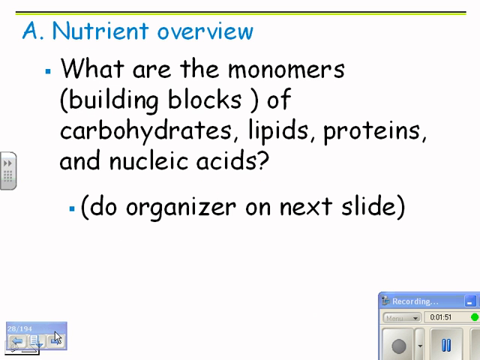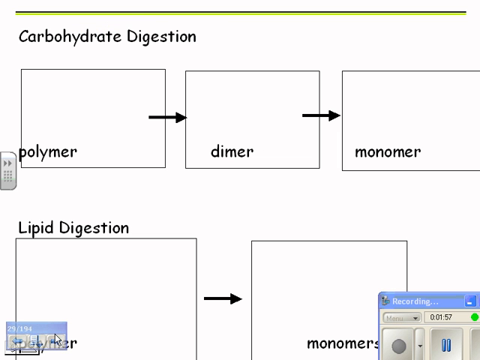Nutrient overview. What are the monomers or the building blocks of carbohydrates, lipids, proteins, and nucleic acids? And so you have something that looks like this in your notes. I want you to use a pencil and fill this stuff in, and then I'll do it with you. So you really should pause this right now, do your best with it, and then when you're all done with that page, it actually is split across a few pages, when you get through carbs, lipids, proteins, and nucleic acids, turn this back on.